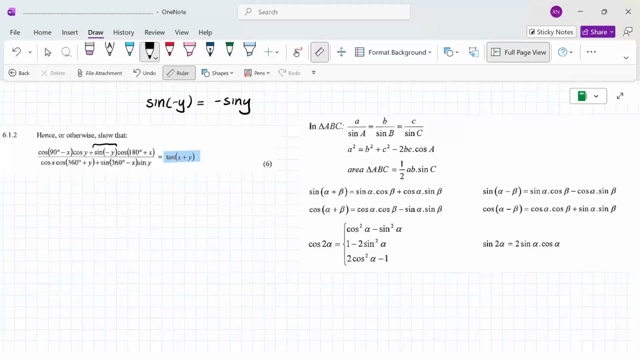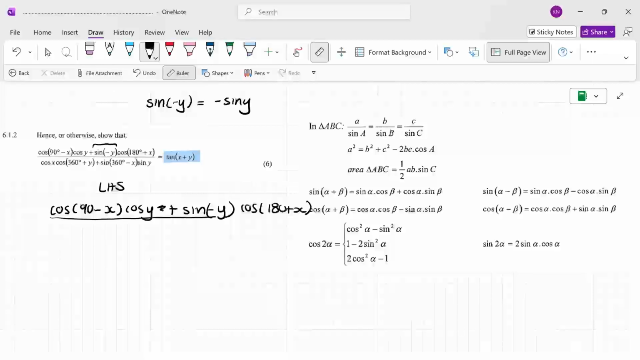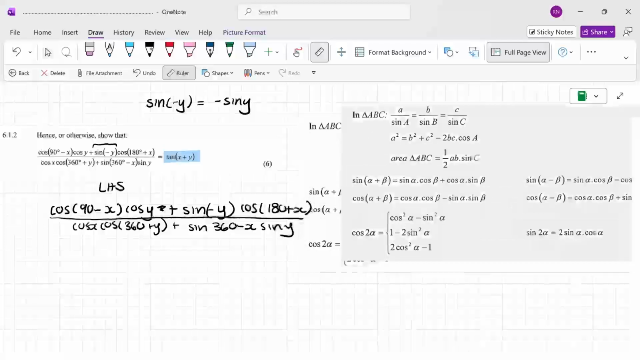So we've got here left-hand side is cos of 90 minus x cos of y plus sine of negative y cos of 180 plus x, all over cos of x cos of 360 plus y plus sine of 360 minus x sine of y. Okay, so it's just going to be a bunch of reduction and cofunctions. So let's see what we can do.